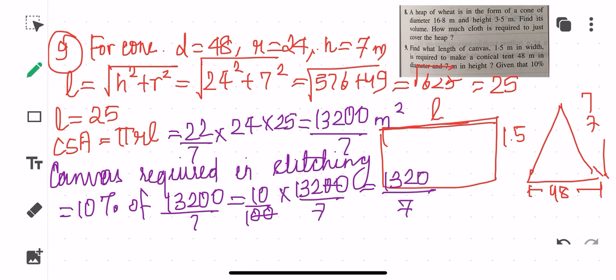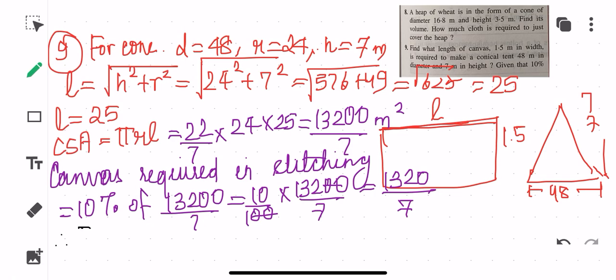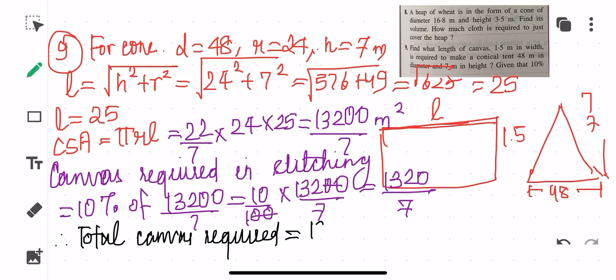So this is 10%. Now what you have to calculate, therefore, is the total canvas required. Okay, write down. Therefore, total canvas required is the original that we are getting upon calculations plus the 10%. So this is equal to 13200 divided by 7 plus 1320 divided by 7. Since the denominators are the same, we'll just quickly add them up.